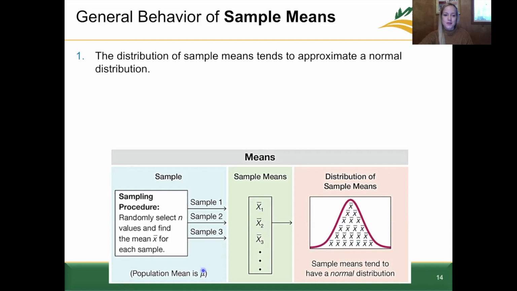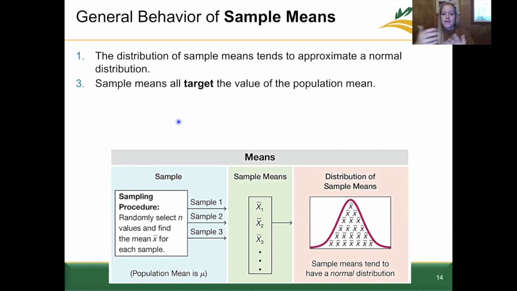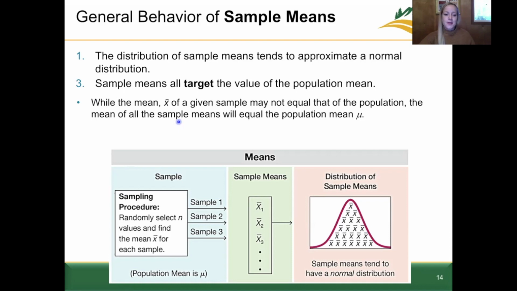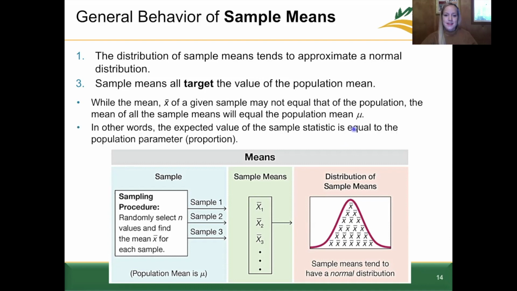Keeping in mind the notation here, sample means are x bar, population mean is mu. Behavior number 3 is the same thing for the 3 categories, where the sample means all target the value of the population mean. In other words, while the mean, or x bar, of each given sample may not equal that of the whole population, and it probably won't, the mean of all of the sample means will equal the population mean, or mu. In other words, the expected value, or the mean of all the sample means, of the sample statistics, or x bar values, is equal to the population parameter.